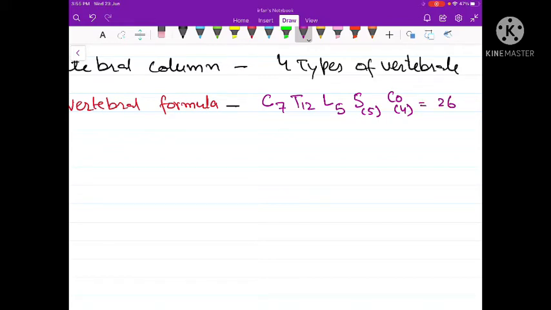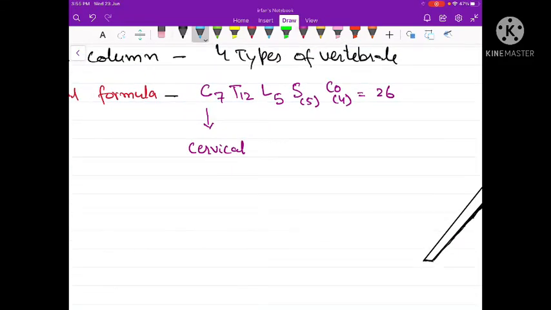Now here C represents the cervical vertebrae. Cervical vertebrae are those vertebrae which are present in our neck region. Then we have T, which represents the thoracic vertebrae. L here represents the lumbar vertebrae. S represents the sacrum.